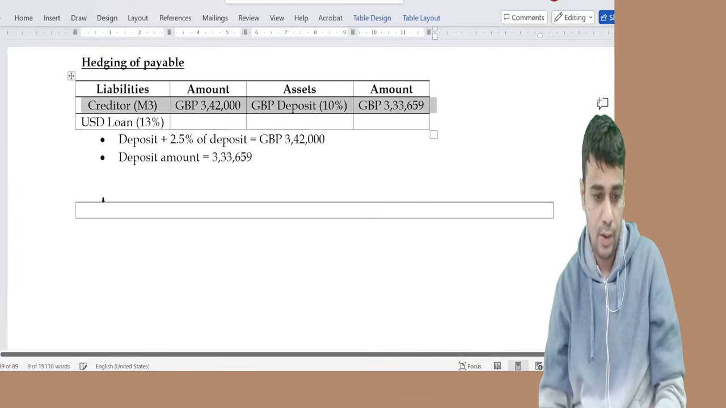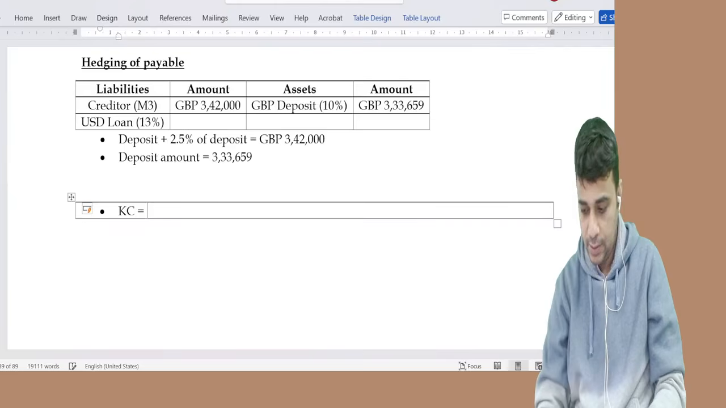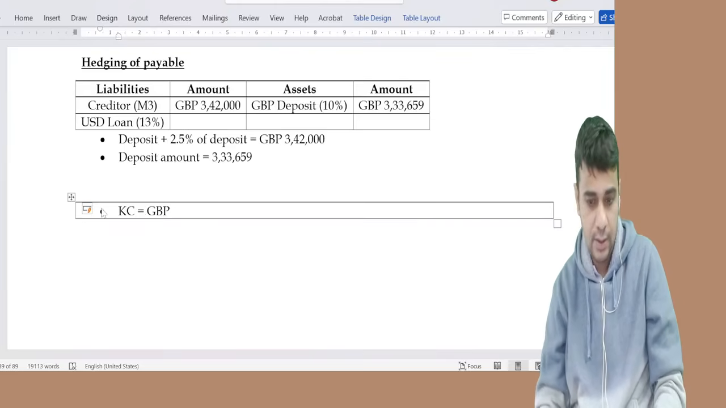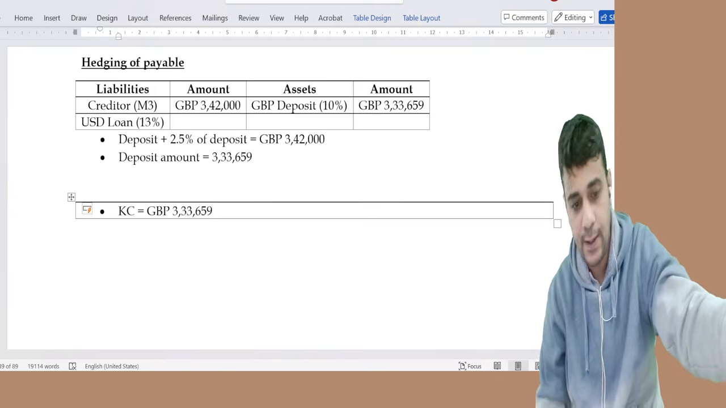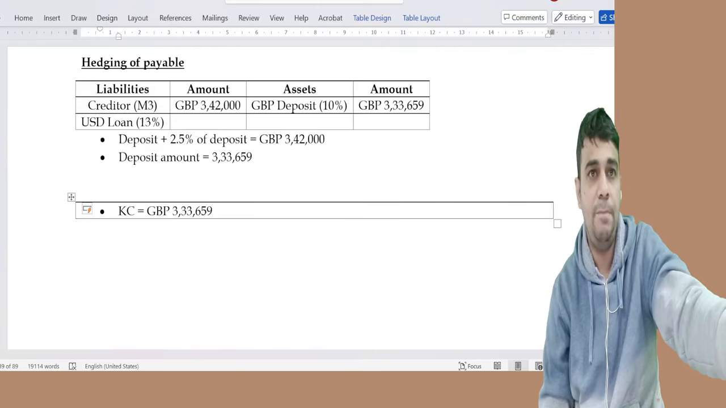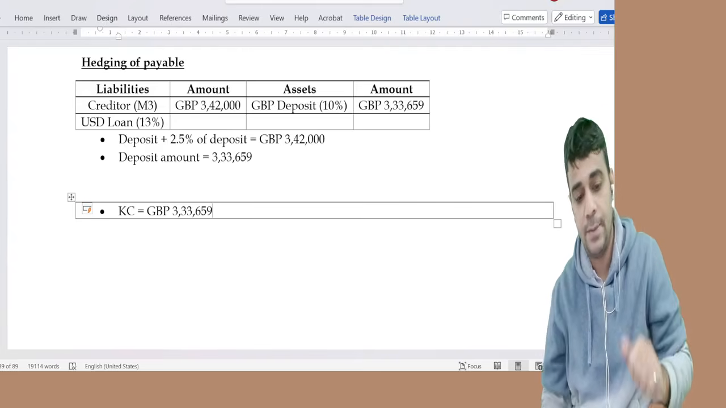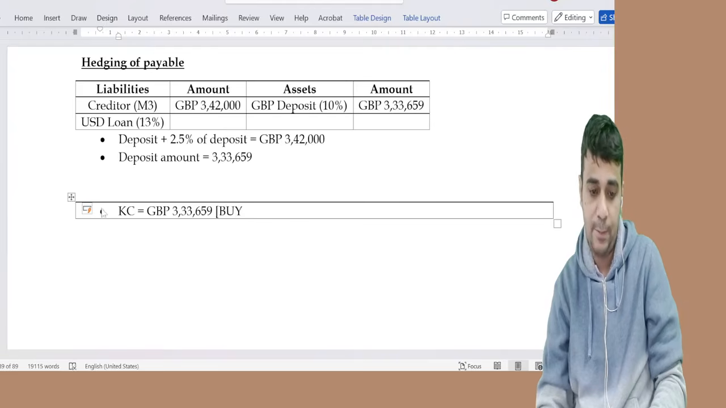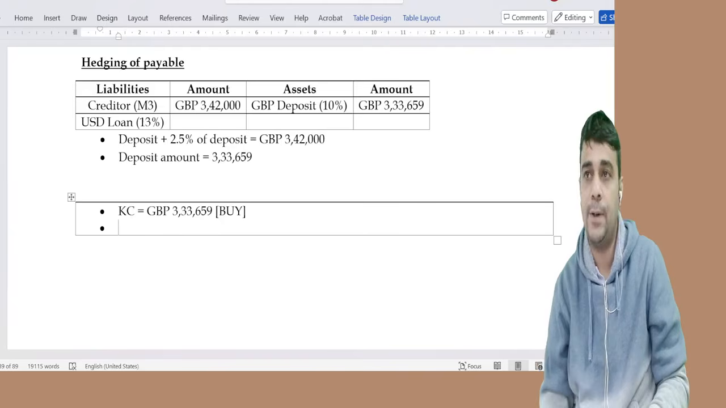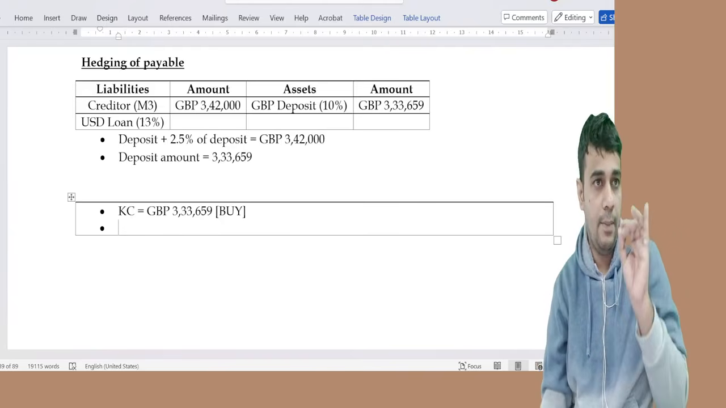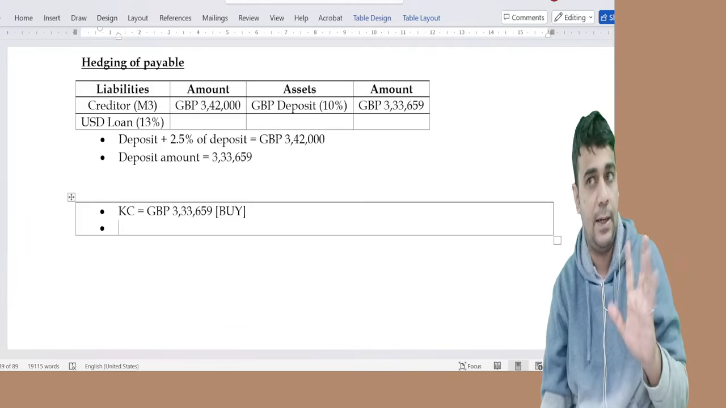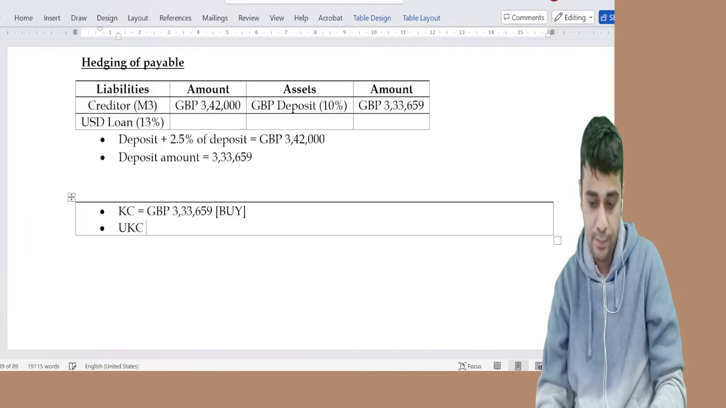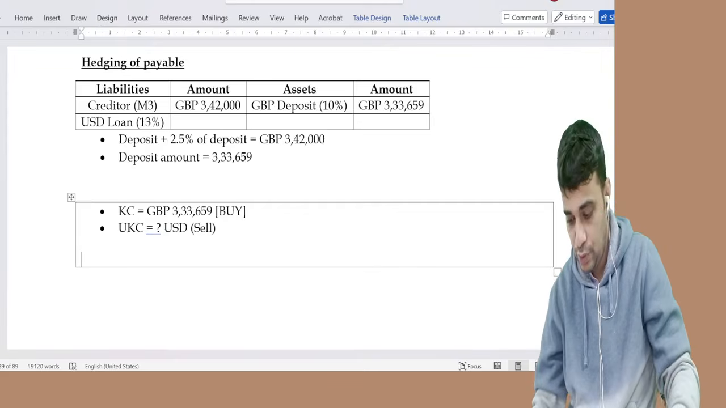Known currency GBP 333 659. What are you doing with this GBP? I'm going to buy it because I want to create the deposit. This solution I myself will not be able to do without writing known unknown. You will 100% make a mistake because INR is not there. Be doubly, triply cautious. Unknown currency, question mark, what? USD, which we are going to sell.